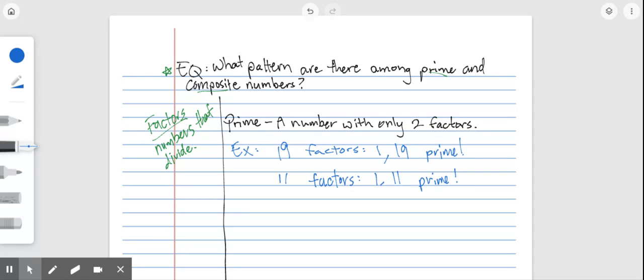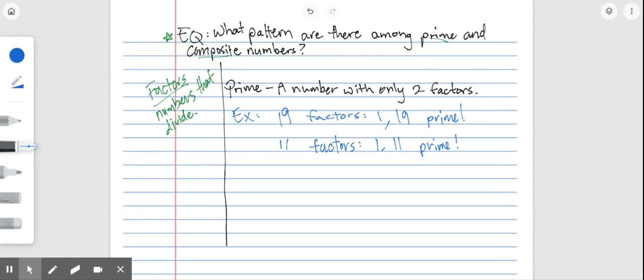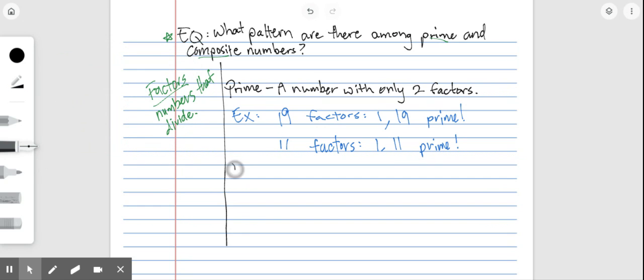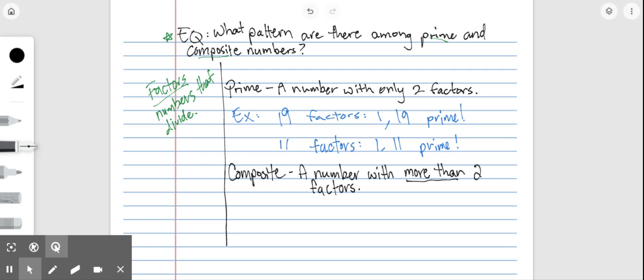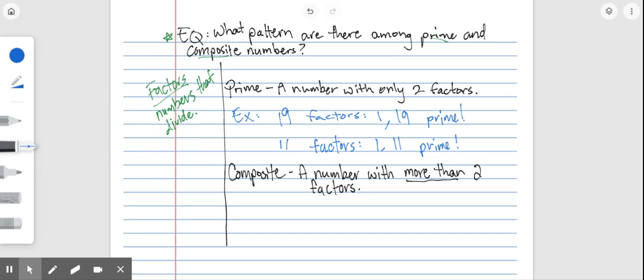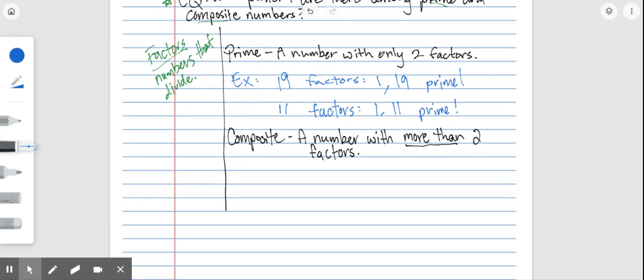If the number can be divided by anything else, then it's not prime. It's what we call composite. So let's do that second definition. Composite. A composite number is a number with more than two factors. It can have 3 factors, it can have 4 factors, it can have 6, 12, 42, whatever, as long as it has at least more than 2 factors. So let's do an example.